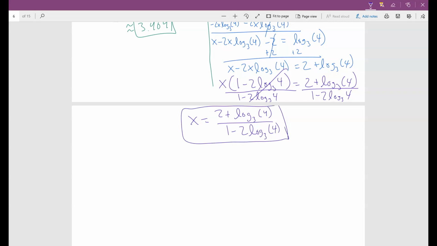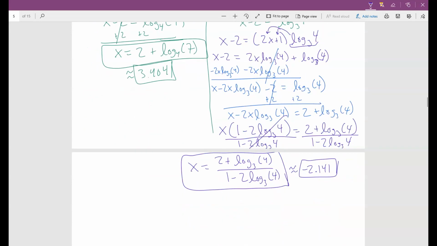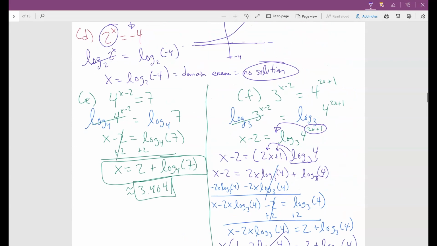Okay, so that means this is all just a number. So if I put this in my calculator, what are you going to get? 2 plus log base 3 of 4 divided by 1 minus 2 log base 3 of 4. And that's going to give me about negative 2.141. That will be my solution. Okay, so this one was much more involved because you had a lot of moving parts. Okay, now let's do one last one.